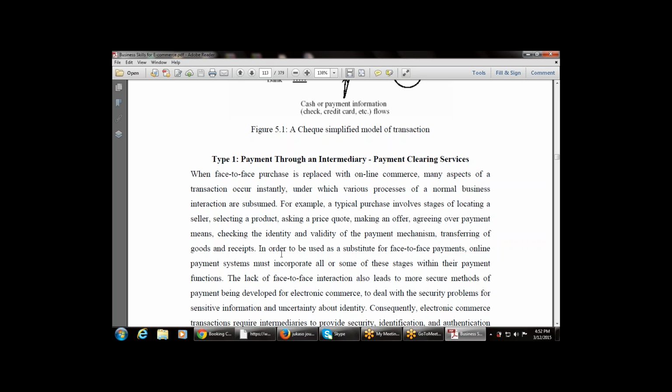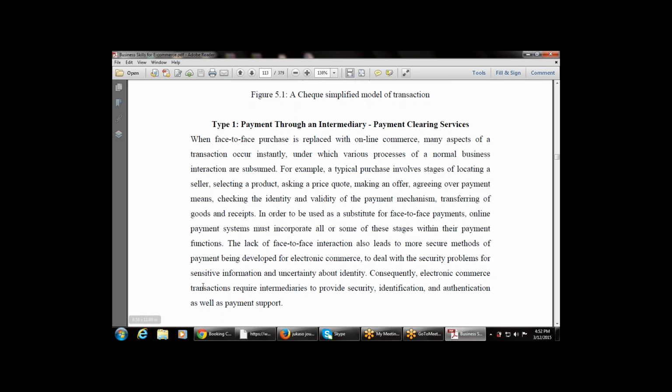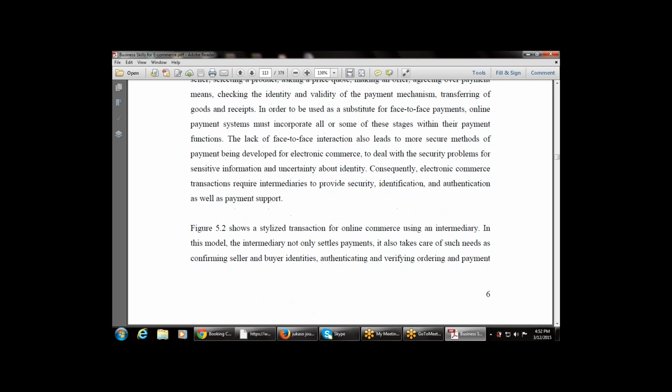That is, there is a lack of security whenever we use the e-payment system. As I told you in the last class also, there are different kinds of frauds available while doing transactions over the internet. Consequently, electronic commerce transactions require intermediaries to provide security, identification and authentication as well as payment support. Figure 5.2 shows a stylized transaction for online commerce using an intermediary.